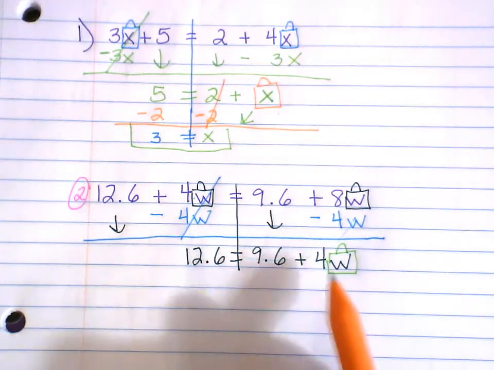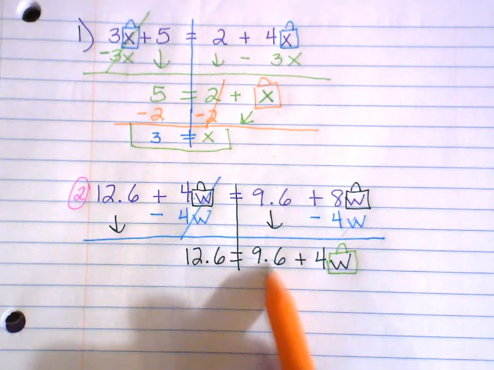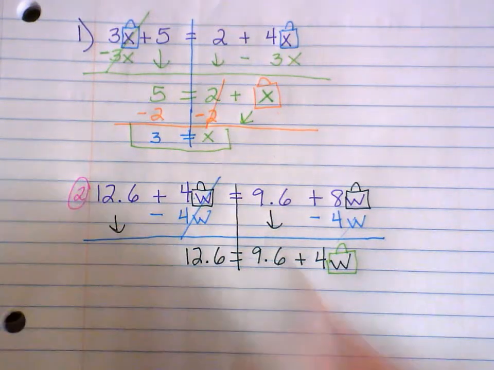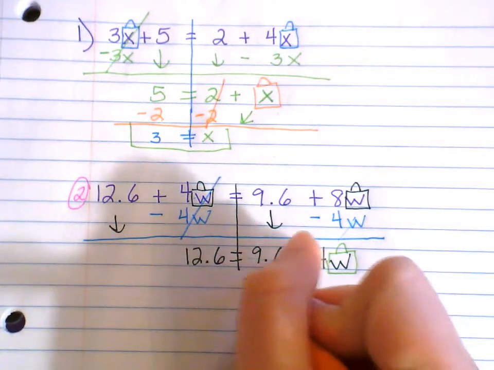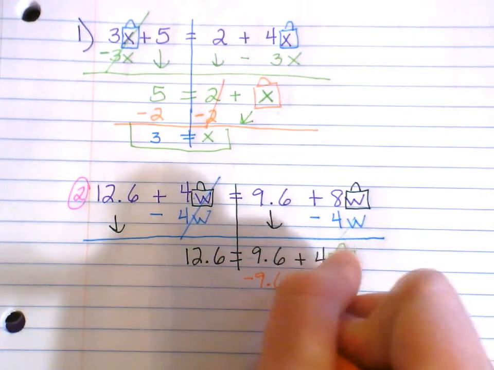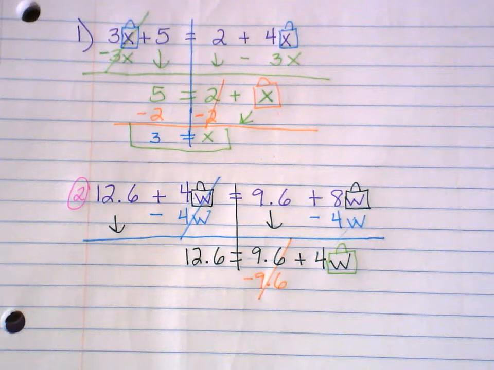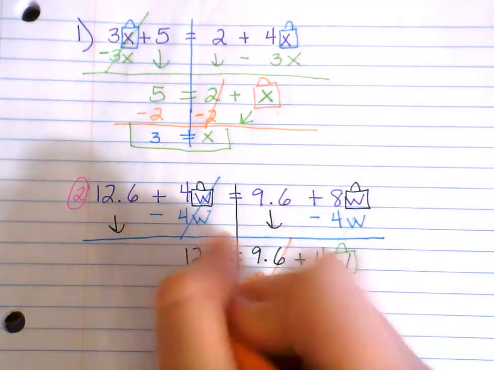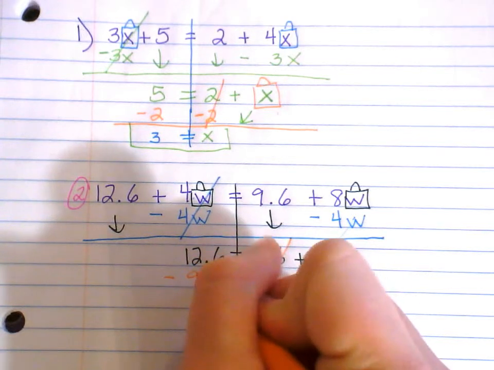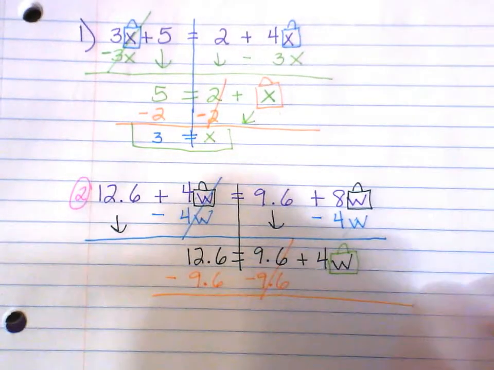All right, we got to get this 4w by itself. So get this 9.6 over here. How? Well, it's positive right now. So we have to subtract it, take it away. Gets rid of it. What we do to one side, we have to do to the other side. You guys are more than welcome to use your calculators.